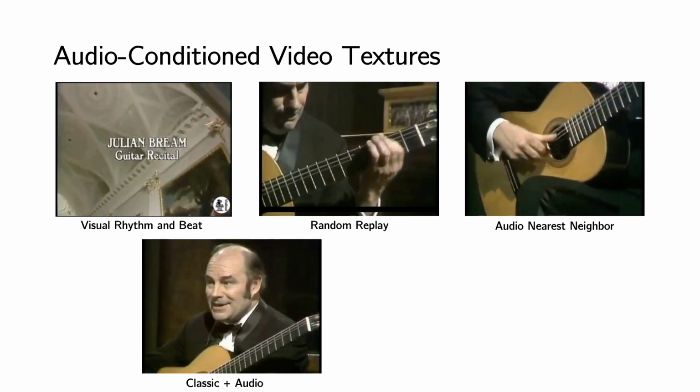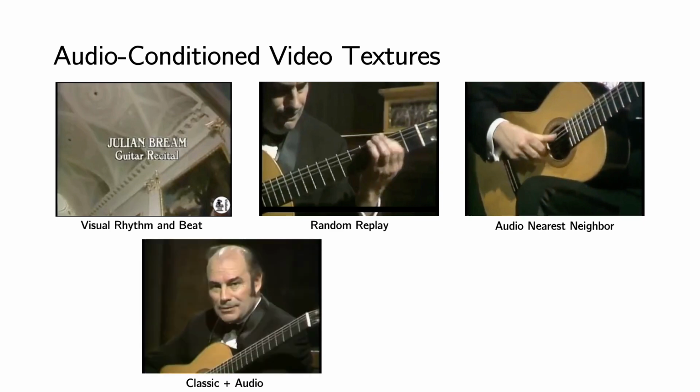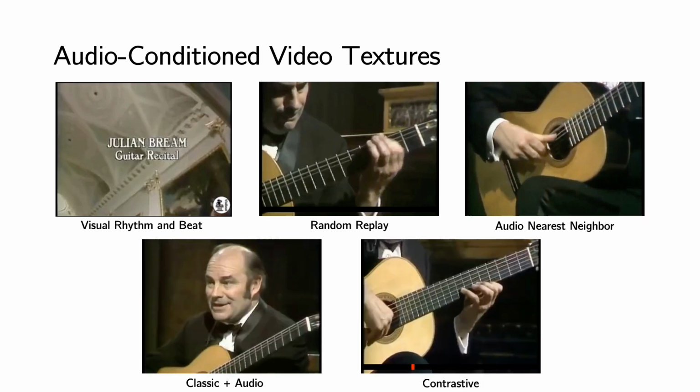We add audio conditioning to the classic video textures algorithm. As seen, it fails to produce a smooth output. Here are the results from our method. The videos synthesized by the contrastive model align best with the conditioning audio. It identifies gaps in the audio, detects change of pace, and produces a semantically meaningful output.